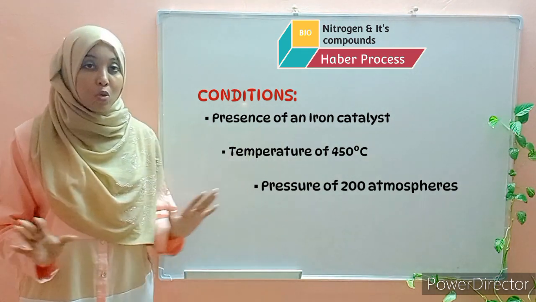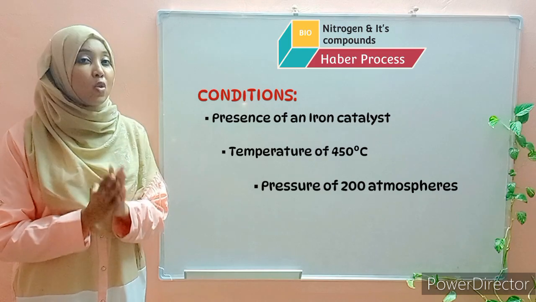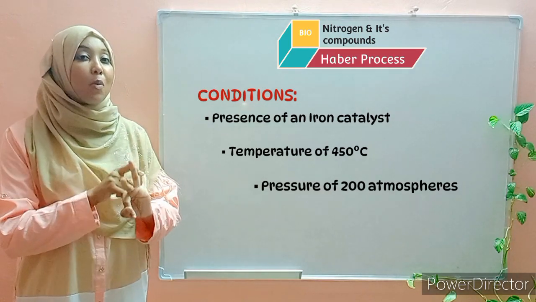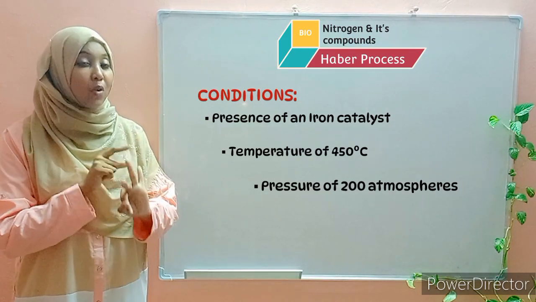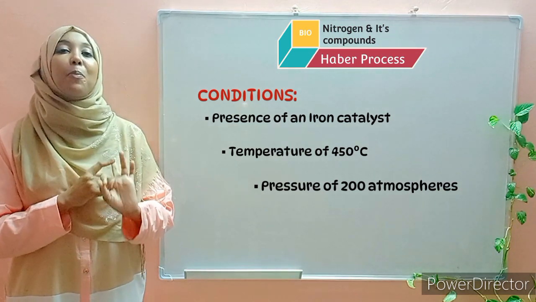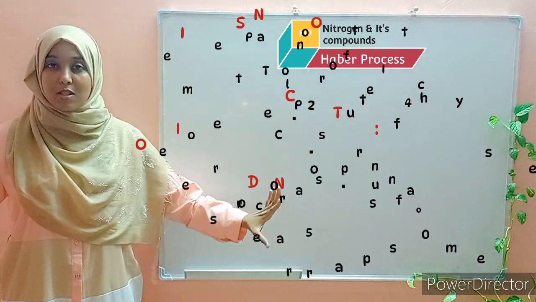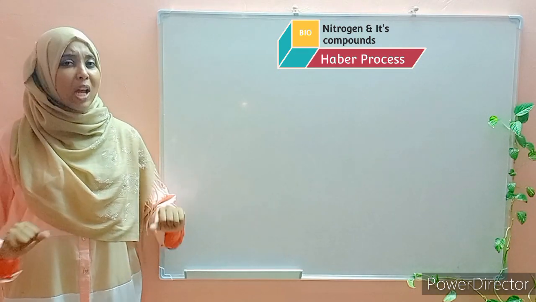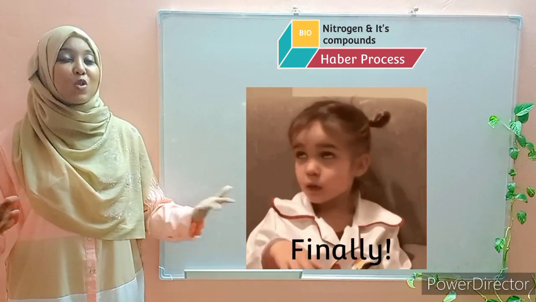So what do you need to know from all of these? You need to know the three conditions: presence of a finely divided iron catalyst, a temperature of 450 degrees Celsius, and lastly a pressure of 200 atmospheres. And up to this point, we are now ready to start with the actual process.